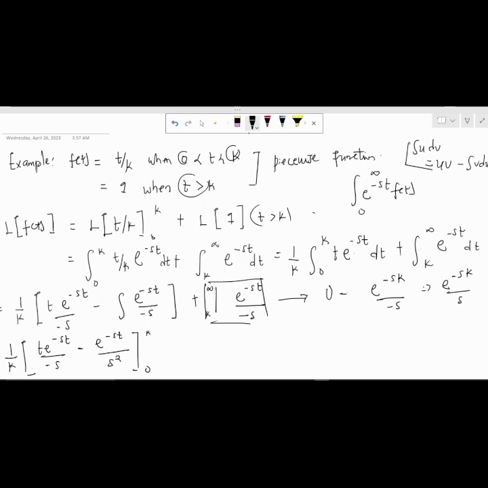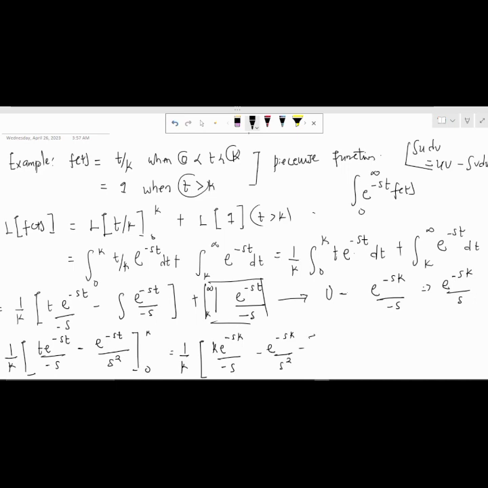If you plug in k as t, what do we get? Let's see. We have 1 over k, we have k e raised to power minus sk over minus s, and we have e raised to power minus sk again over s squared. Then when we plug in 0, everything here will give us 0. When we plug in 0, we'll have a negative sign here, which would cancel out the plus we meant to have. This is what I'm saying.